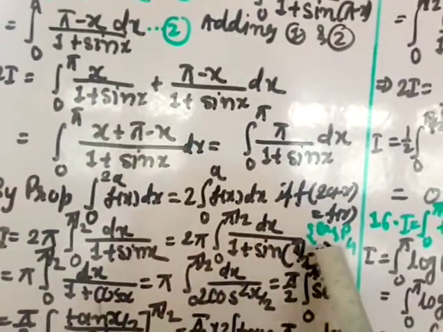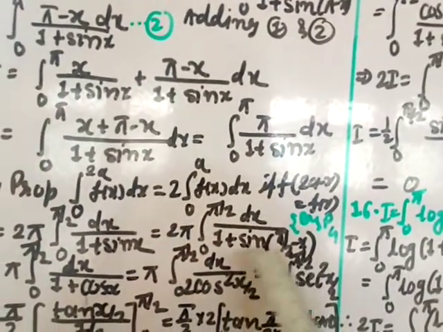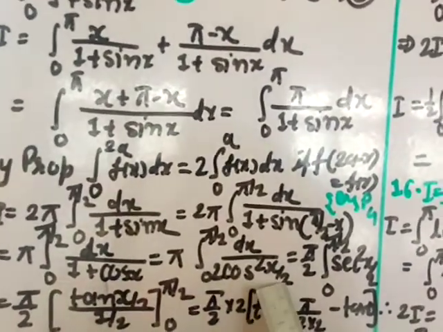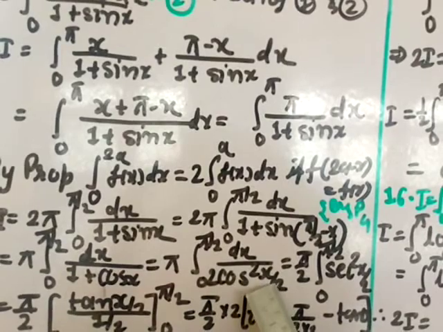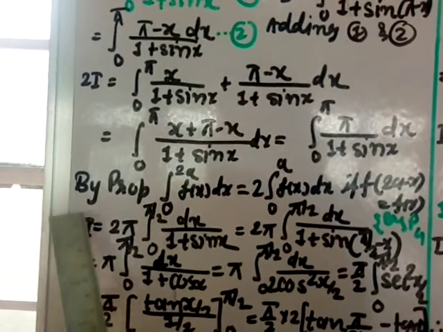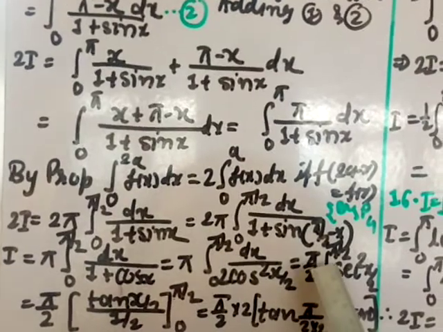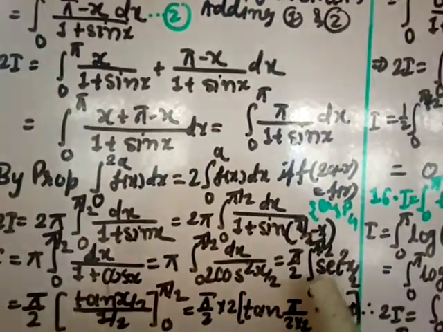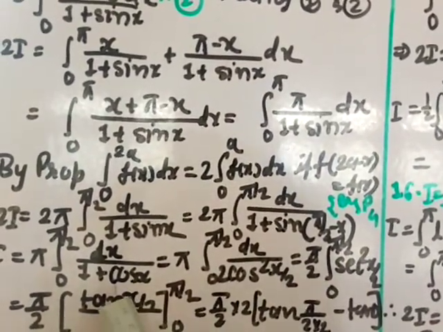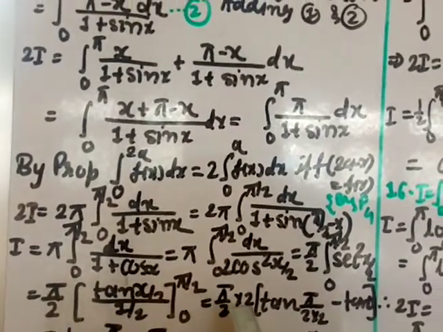Apply property 4. Instead of x you put a minus x, that is pi by 2 minus x, so sin of pi by 2 minus x gives you cos x. Now 1 plus cos x is 2 cos square x by 2. So the 1 by 2 you take out, and cos square x by 2 remains in the denominator. The 2 on both sides cancel. So pi, integral from 0 to pi by 2, and 1 by cos square is sec square x by 2, and the integral of sec square is tan x by 2. The coefficient of x is 1 by 2, so divide by 1 by 2, and these 2 and these 2 will cancel.